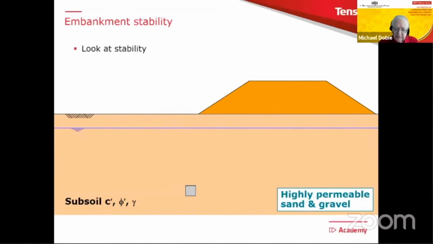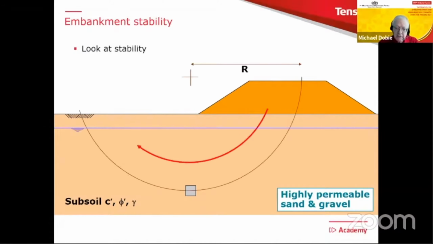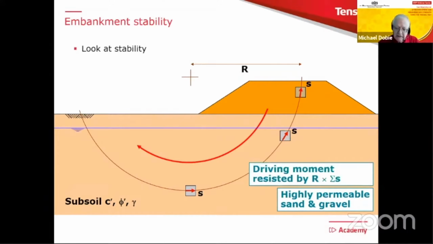So if we want to look at stability of this situation, we're going to do some kind of circular analysis. There's our slip circle with its radius, and it's going to move as shown by the red arrow. And what we can then do is to go in there, and at various points along that surface, we can calculate the shear resistance. And then what we need to do is to equate the driving moment to the total resistance times the radius and check the stability of that particular surface.